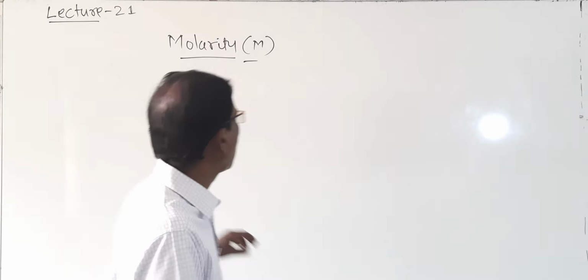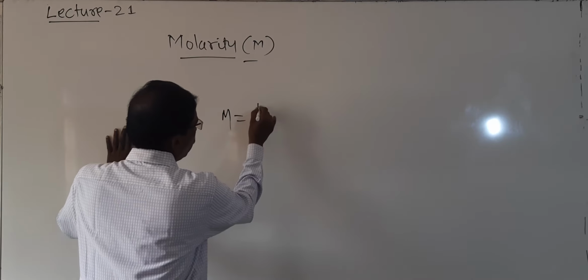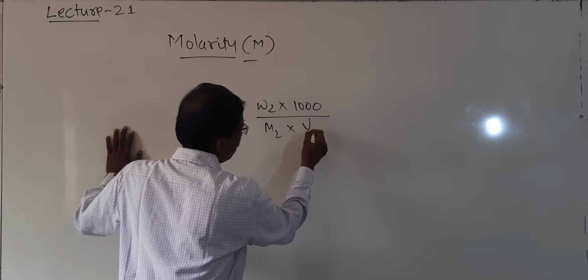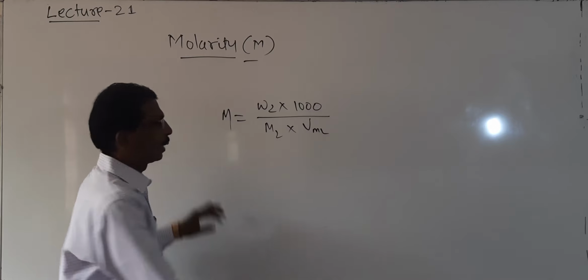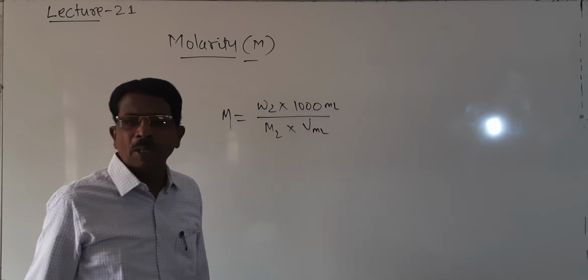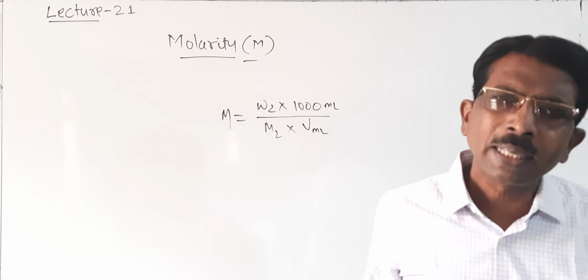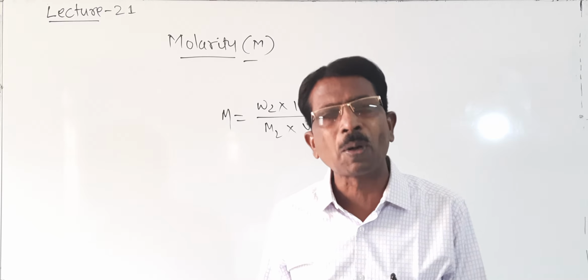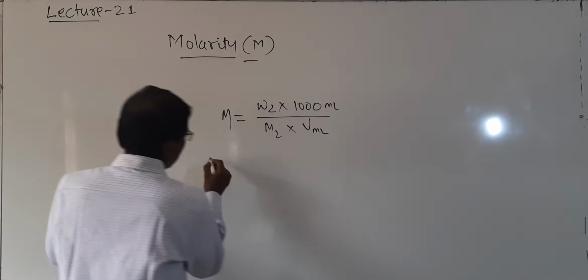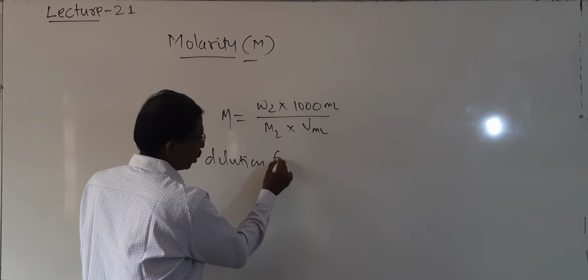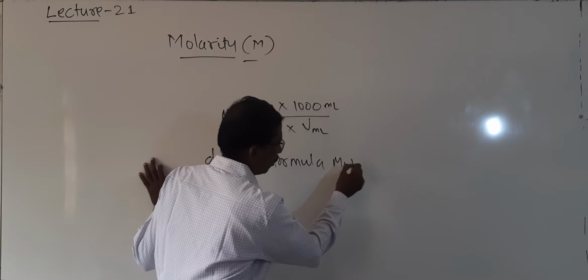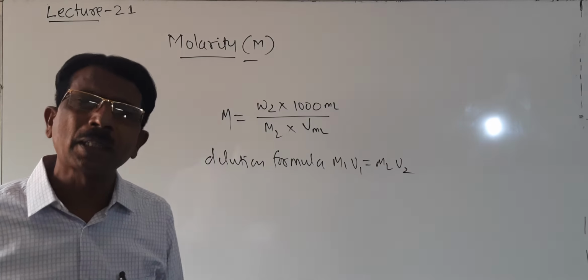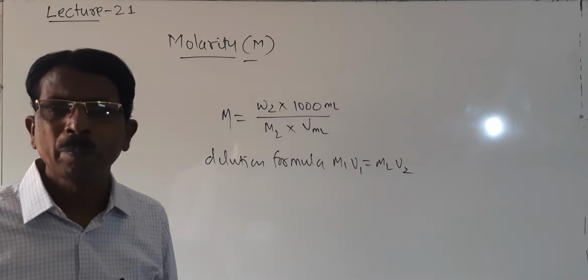I have given another formula: molarity M is equal to W2 into 1000 divided by M2 into the volume of solution in ml. That is also in 1000 ml. So I have given these formulas. After this, we studied the molarity equation, or dilution formula, M1 V1 is equal to M2 V2. On this we have solved two problems, one to find molarity and another to find volume.